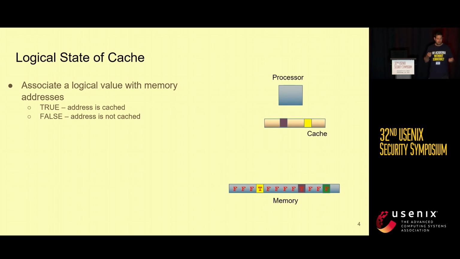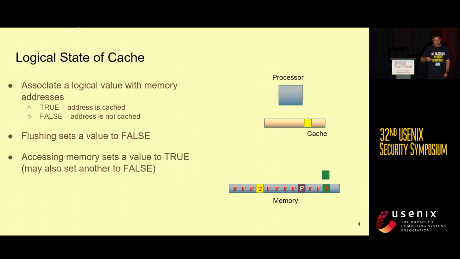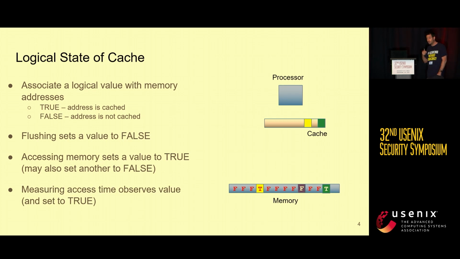And now we can start playing around with it. For example, we can use CLFLUSH or another mechanism to flush out an address, and then we can change its value from true to false. We can also just access a memory address, and then we're going to change its value to true because it's been fetched into the cache. And we can measure if it's true or false by measuring the access time to an address. And it also implicitly sets the value to true, because every time we access an address, it's going to be fetched into the cache.